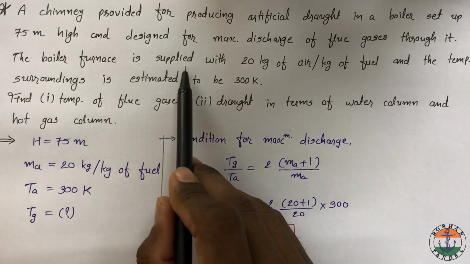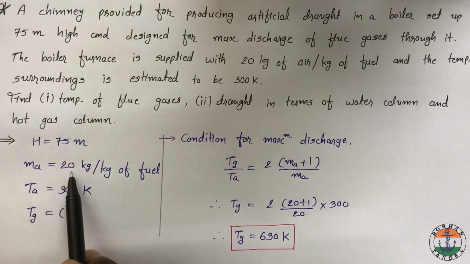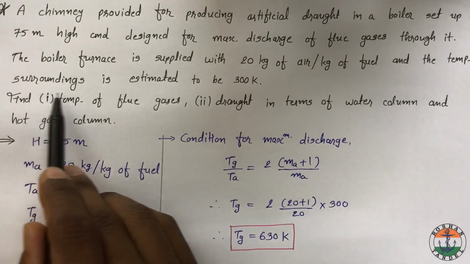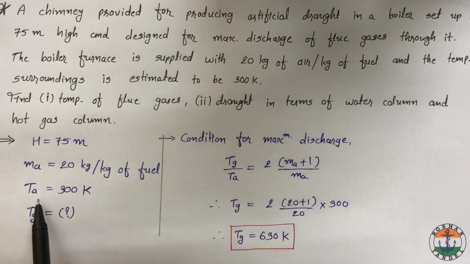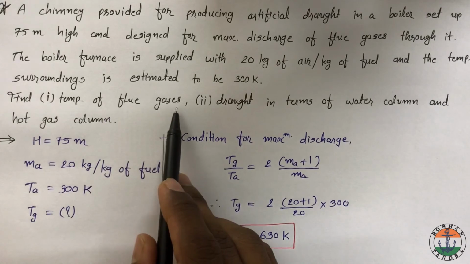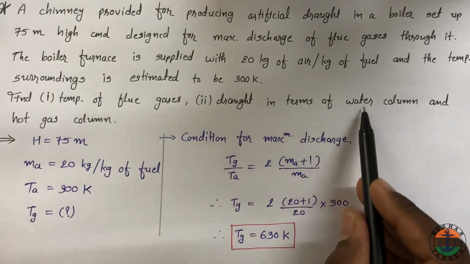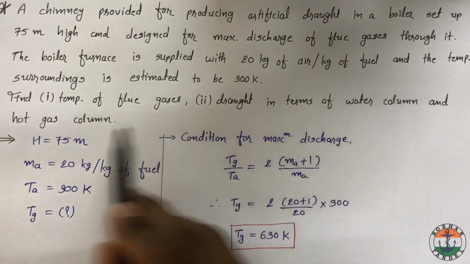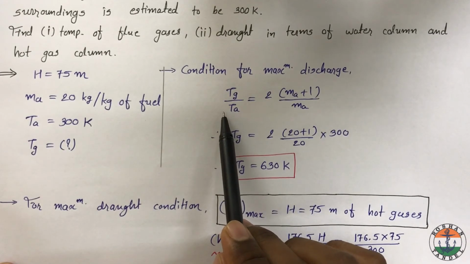The boiler furnace is supplied with 20 kg of air per kg of fuel. Ma is equal to 20 kg per kg of fuel. And the temperature of surrounding is estimated to be 300 Kelvin. TA is given to you. You have to find the temperature of flue gases, Tg, and draft in terms of water column and hot gas column, HW and Hg. You have to use this formula directly.